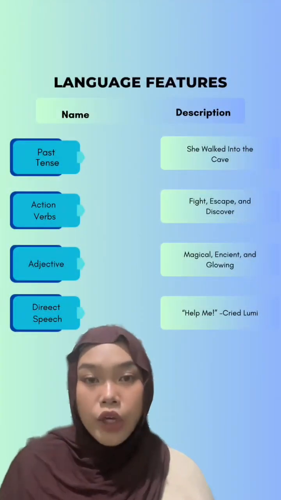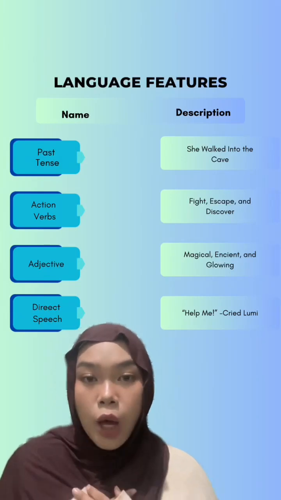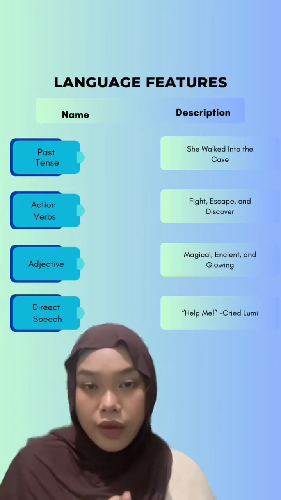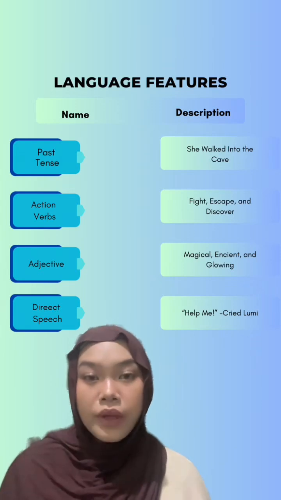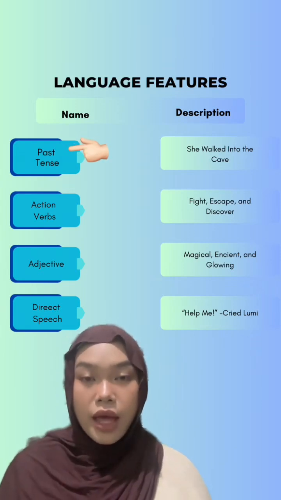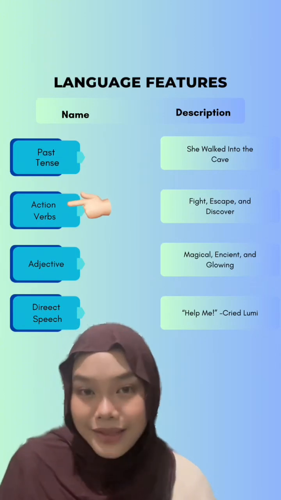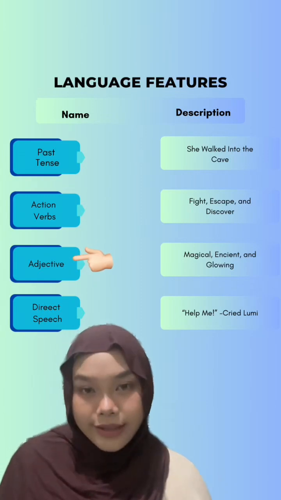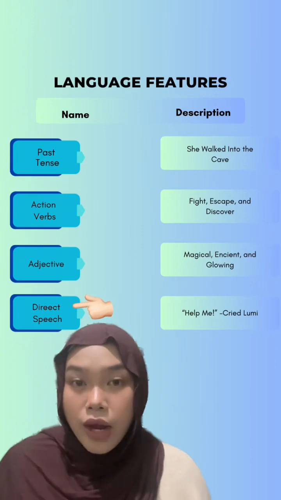Fantasy stories use some special grammar and vocabulary. Miss Nayala wants to tell you about past tense, action verbs, adjectives, and direct speech in the short fantasy story before. Past tense: she walked into the cave. Action verbs: fight, escape, and discover. Adjectives: magical, ancient, glowing. Direct speech: "Help me," cried Lumi.